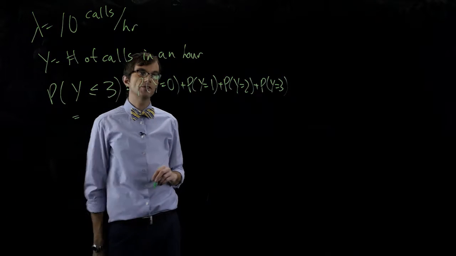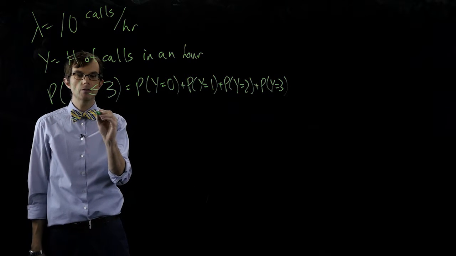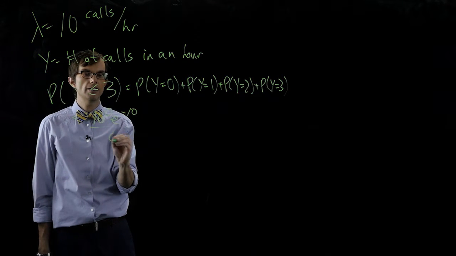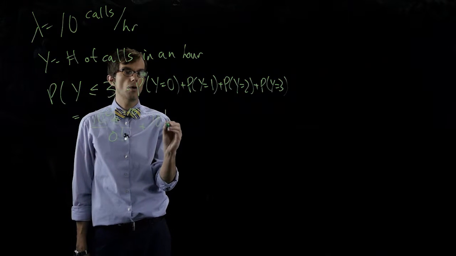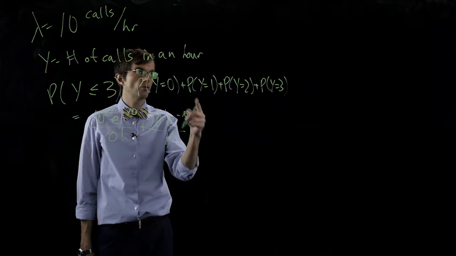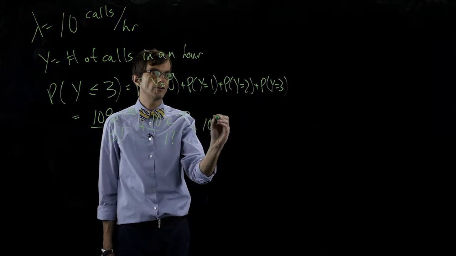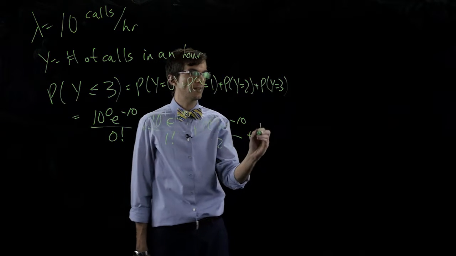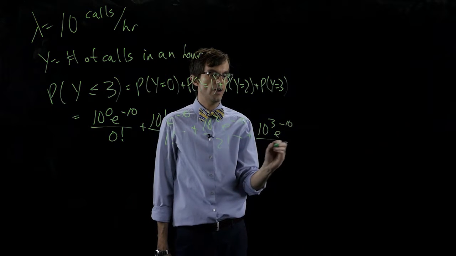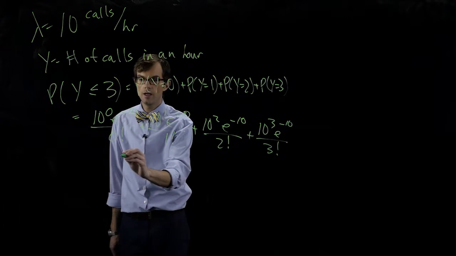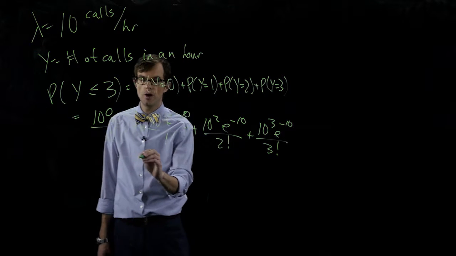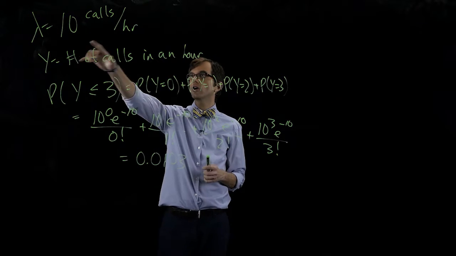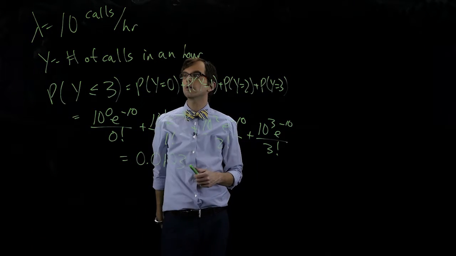So now we're going to implement the Poisson distribution. That's lambda 10 to the 0, e to the minus lambda, divided by 0 factorial, plus 10 to the 1, e to the minus 10 over 1 factorial, plus 10 to the 2, e to the minus 10 over 2 factorial. Finally, the probability that y equals 3, that's 10 to the 3, e to the minus 10 divided by 3 factorial. And if we sum that up, we should get a value of 0.0103.